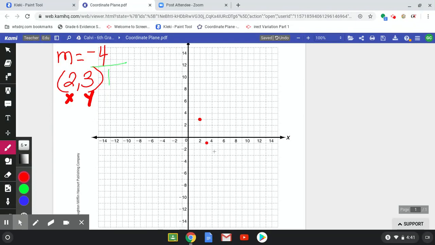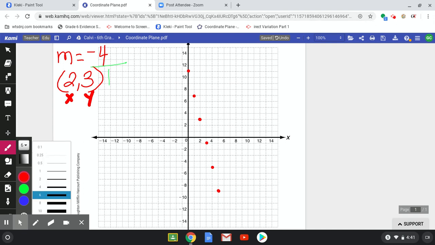So now I told you earlier that it's always better to have a lot more points because that makes your line more accurate. So I'm going to go down 4 again and right 1. 1, 2, 3, 4, right 1. I want more points up here, so I'm going to do just the opposite. I'm going to go up 4 and left 1. 1, 2, 3, 4, left 1. And that's good enough. I have enough points that I can have a pretty accurate line.